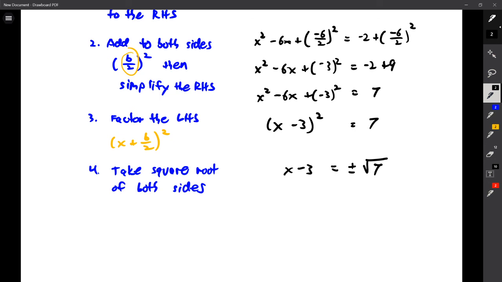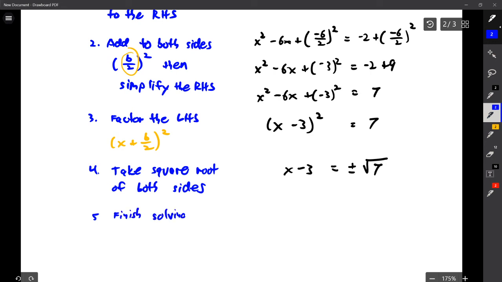And then finally, just finish solving for x. So what do we need to do here? We need to add 3 to both sides. So that gives us x equals 3 plus or minus the square root of 7.